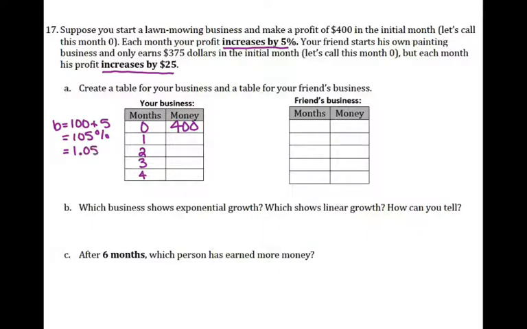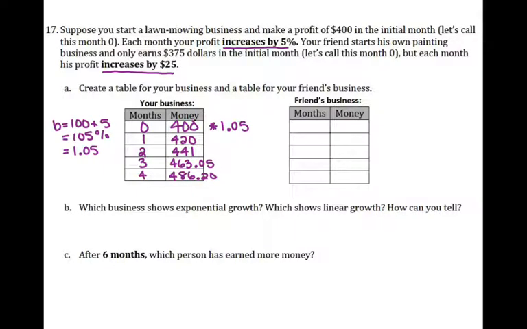So in order to fill out the rest of the table, I am going to multiply each amount by 1.05. So 400 times 1.05 is $420. 420 times 1.05 is $441. Times 1.05 is $463.05. Times 1.05. That gives me $486.20.